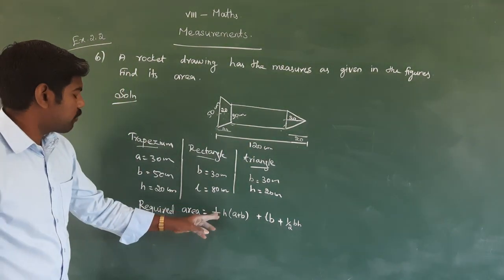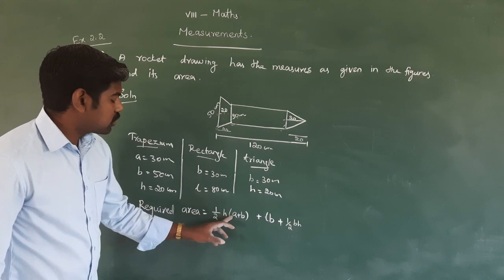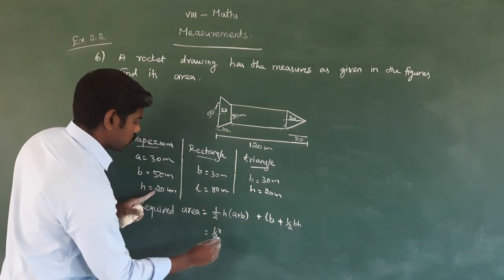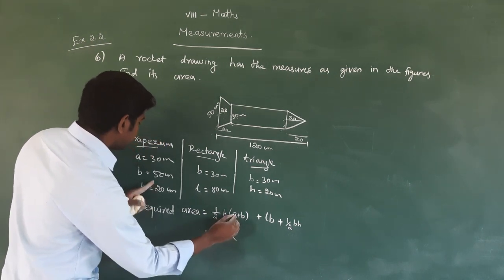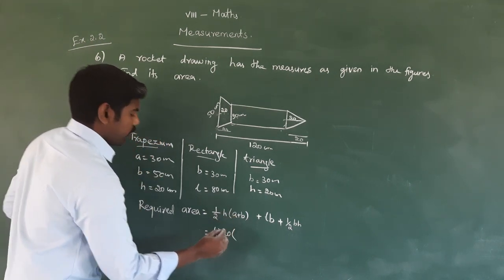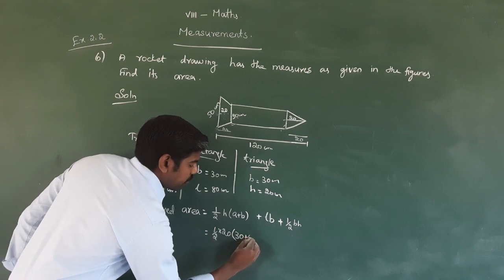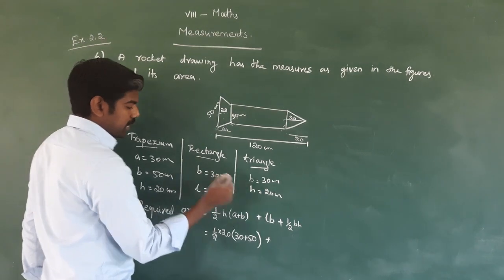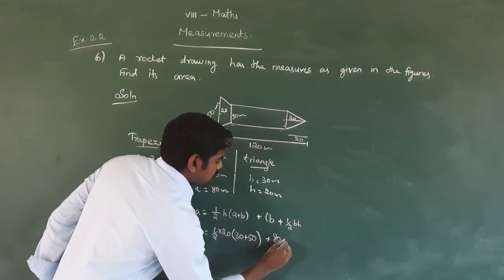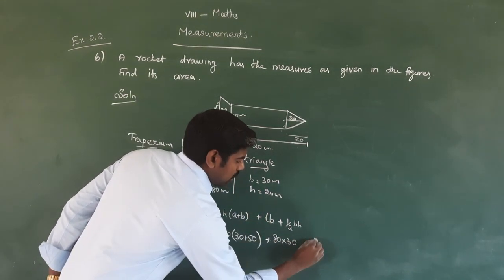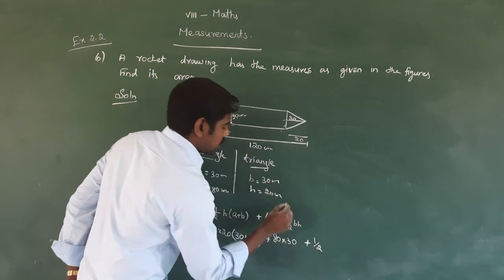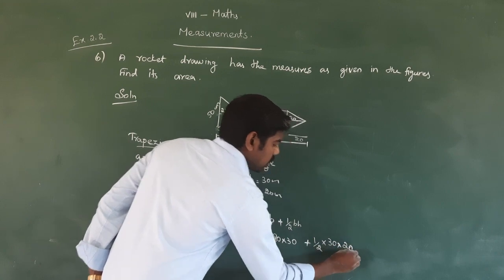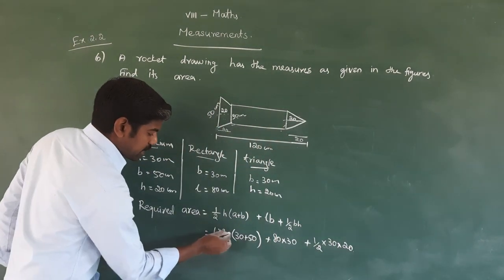So area of trapezium formula is 1 by 2 h into (a plus b). This is equal to 1 by 2, h is equal to 20, a is equal to 30, b is equal to 50, so (30 plus 50), plus L into b, L is 80, b is 30, so 80 multiplied by 30, plus half into b h, b is equal to 30, height is equal to 20. Now cancel 2, second table 10.